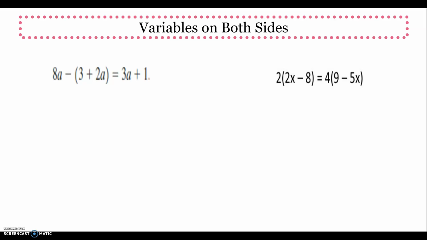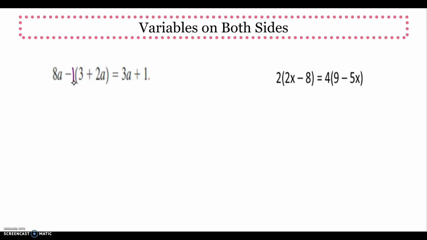Notice that we have variables on both sides in both of these equations. I have an a on the left and the right in the first equation. So let's look at this. We've got 8a minus 3 plus 2a. Now, if I'm looking at that left side, my first step was to make sure I simplify on both sides of the equal sign. And when I say simplify, I want to have combined any terms and gotten rid of parentheses. So the very first thing I want to do is get rid of these parentheses, and we know that we do that by distributing.